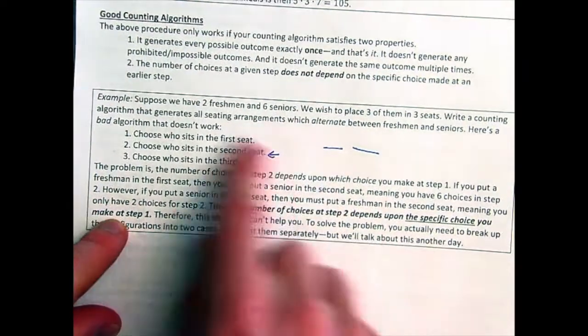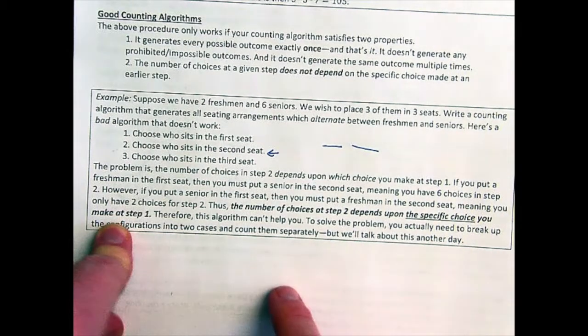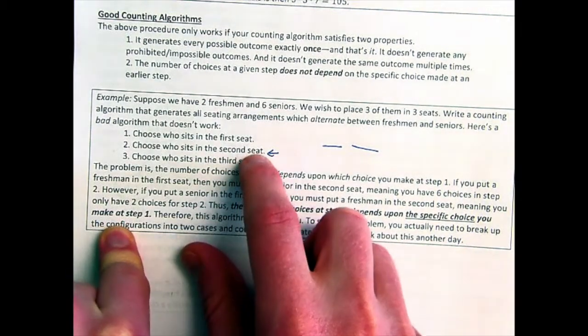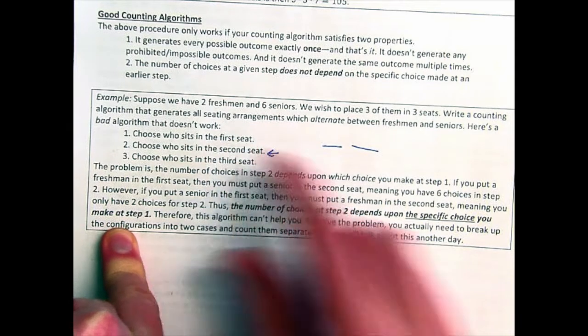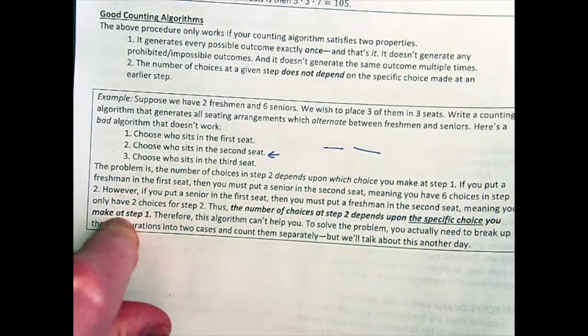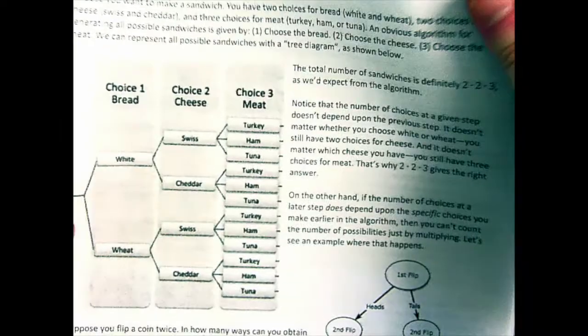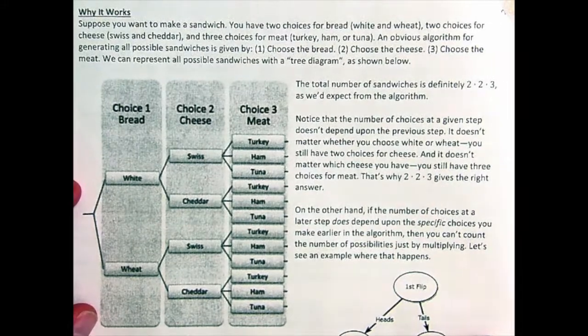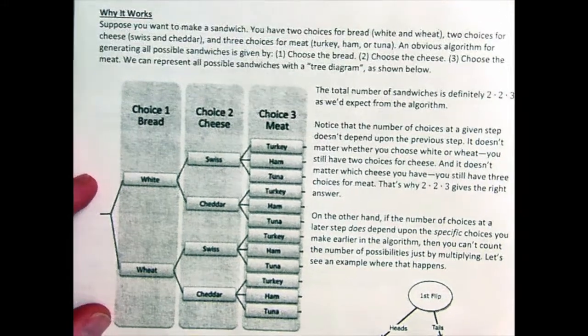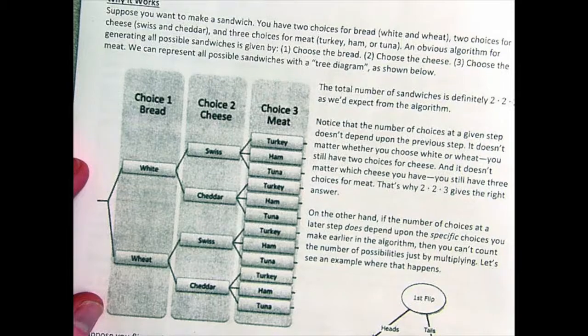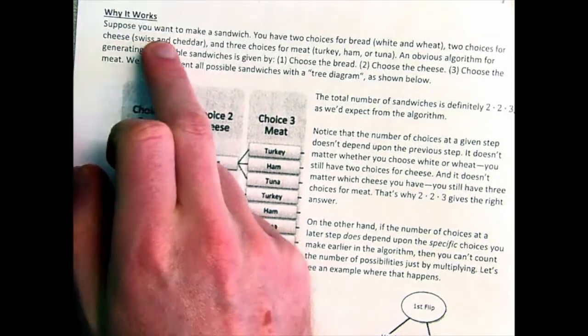But for now, just understand that this is a bad algorithm because the number of possibilities, or the number of choices, at the second step depends upon the specific choice made at the first step. That's bad. Okay, so moving on, I want to talk briefly about why all this works. Why is it that counting the number of choices and then multiplying actually gives you the right answer? Well, let's suppose that you want to make a sandwich.